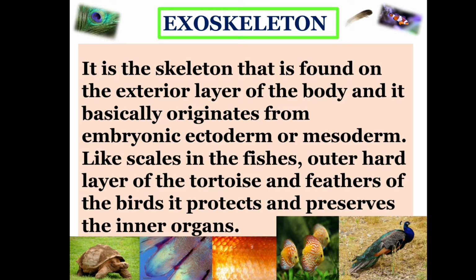So exoskeleton is the skeleton that is found on the exterior layer of the body, and it basically originates from embryonic ectoderm and mesoderm. Like scales in the fishes, outer hard layer of the tortoise, and feathers of the birds, it protects and preserves the inner organs. So what is the exoskeleton?